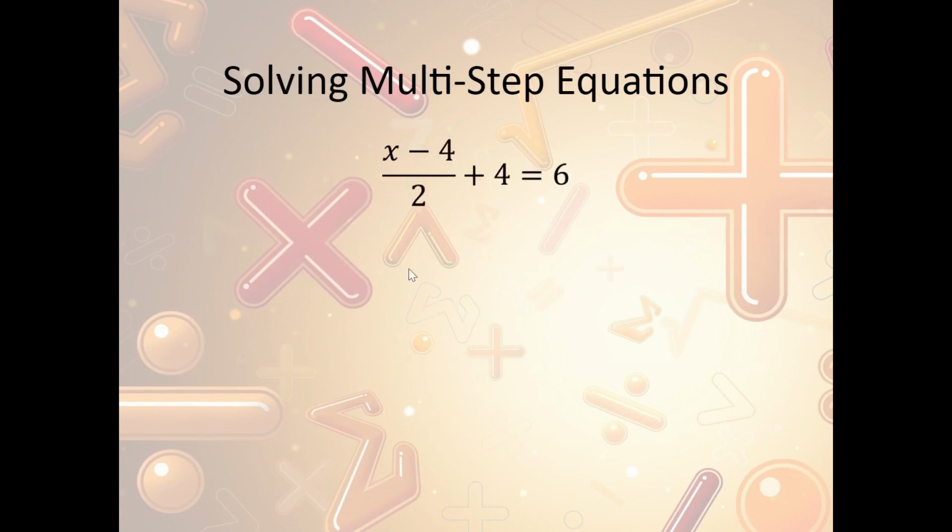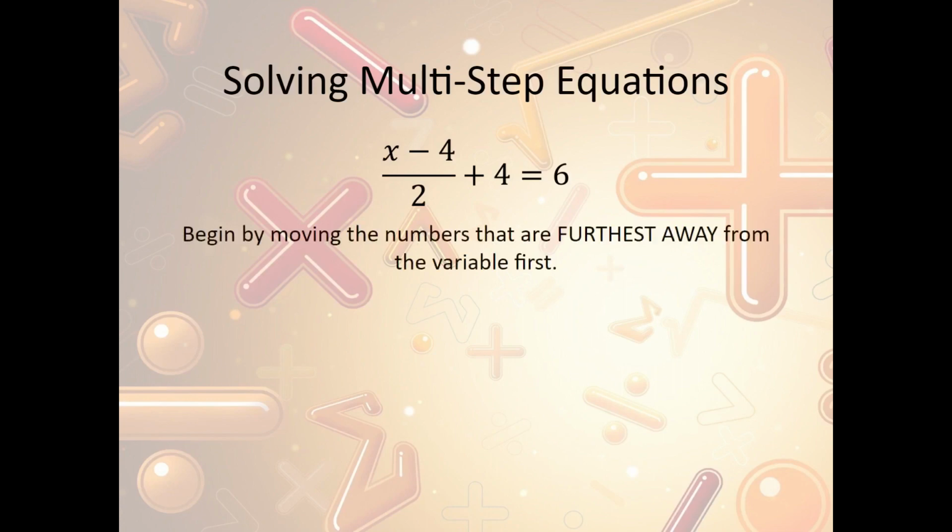Let's talk about how we can solve this multi-step equation. So we have x minus 4 over 2 plus 4 is equal to 6. So remember our rule is get rid of everything that's not the variable, starting with whatever's furthest away on the same side. So if we look, the 4 is grouped with it, the 2 is underneath it, and this 4 is just kind of floating around. So the 4 should be what we get rid of first. So it's a positive 4. So we're going to undo that by subtracting 4 from both sides.